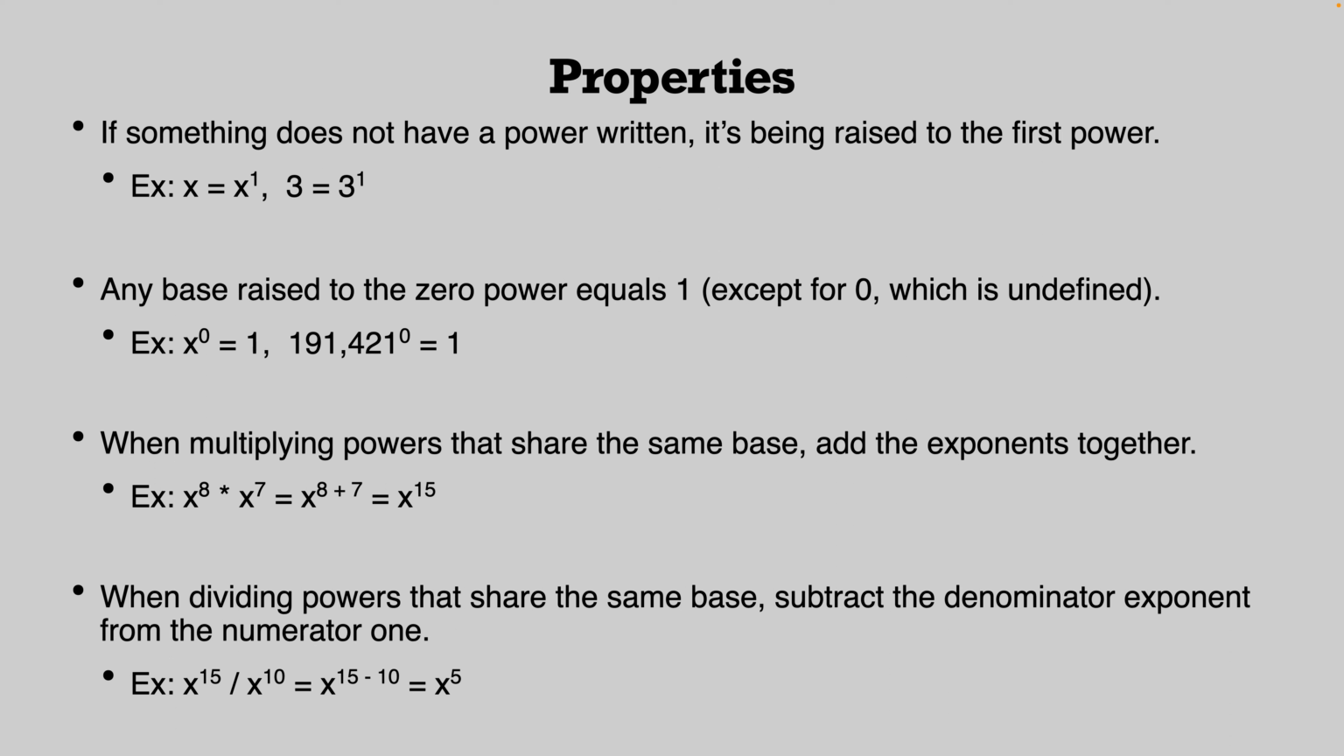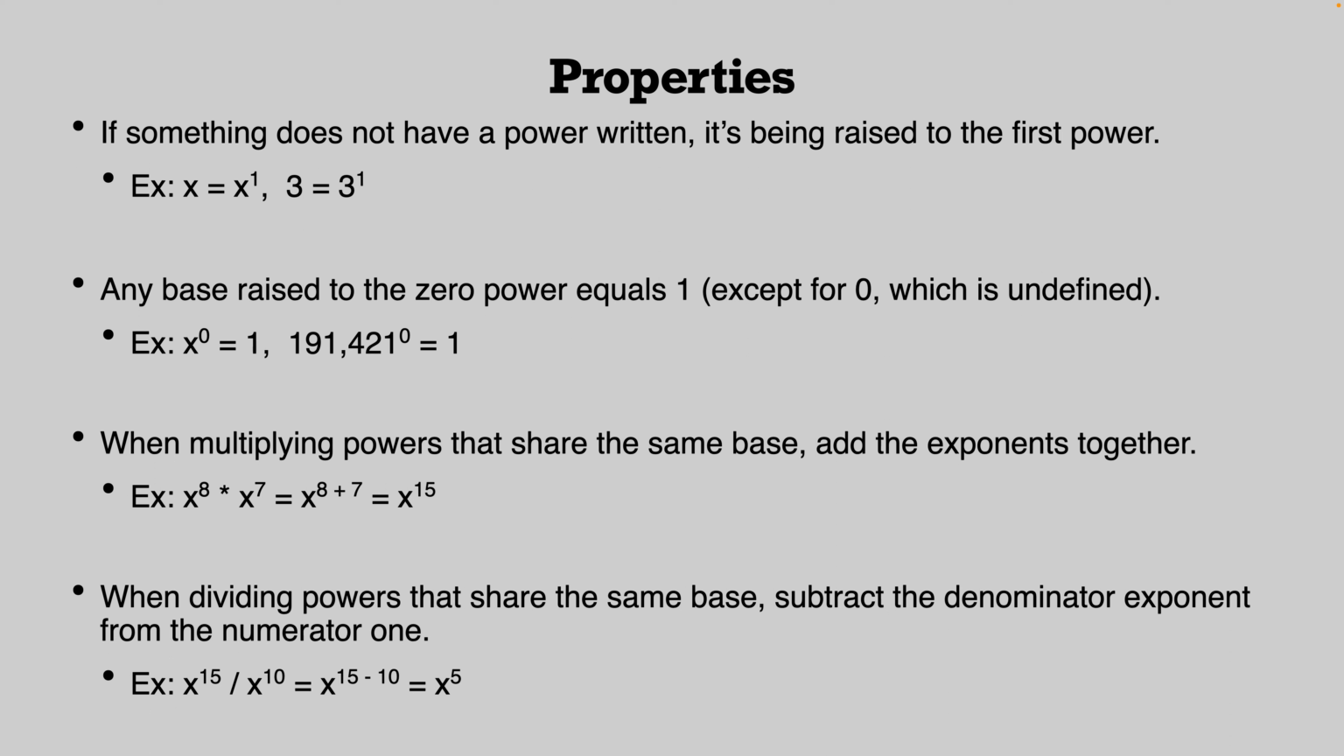So the first property is if something doesn't have a power written, then that just means it's being raised to the first power. So when you see x with nothing on it, you can think of it as the same thing as x to the first power, or any number that applies to. The next rule, if you see a base raised to the 0 power, then that's going to equal 1, except if you have 0 as the base, which in that case would be undefined. In the examples here, you see x to the 0th power equals 1, and then we have this big number here to the 0th power, and that's also 1. Very basic.